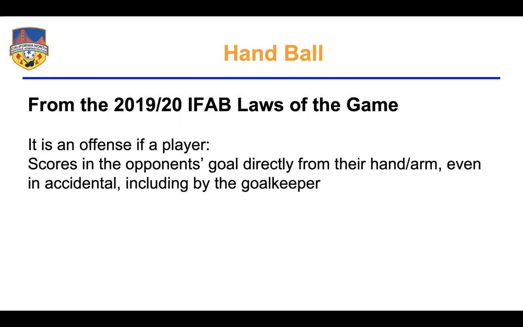So it doesn't matter if it's deliberate or not, and we'll see some clips to help us clarify that a little bit. So anytime it touches the hand or the arm and goes immediately into the goal, automatically we're going to call a handball and award a direct free kick going out. This gets back to some of the questions about fairness. Even if it's accidental, it's not fair to the game to have a goal get scored off of an arm or a hand, even if it's on accident.